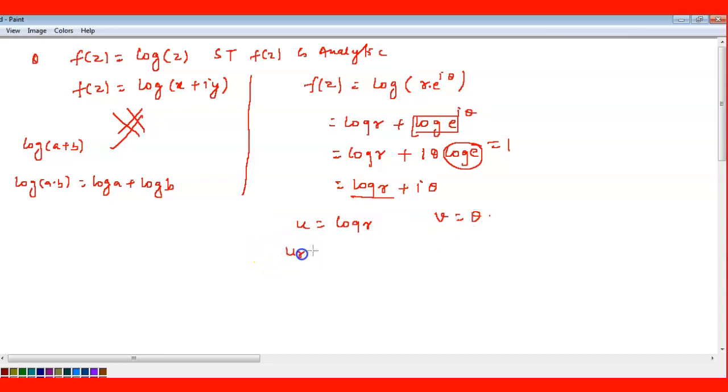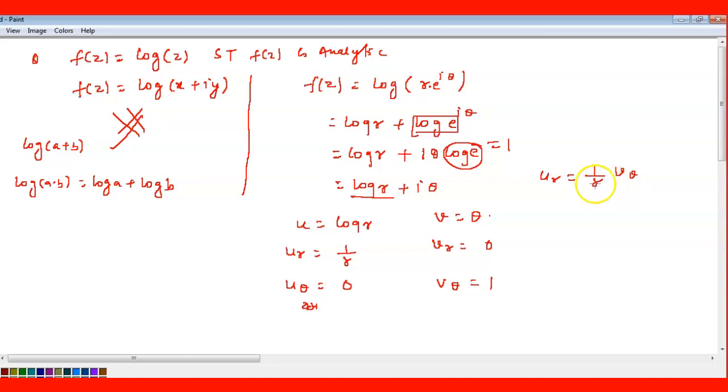So del u by del r is 1 upon r, and del u by del theta is 0 because there is no theta, right? And r is constant, 0. V r if you find it here, 0, and v theta if you find it here, we will get 1, right? So we got the condition here also, whatever there was in the polar form. In the polar form, what was the condition? Del u by del r, u r is equal to what? 1 upon r v theta, right?